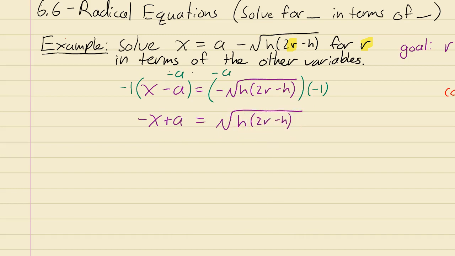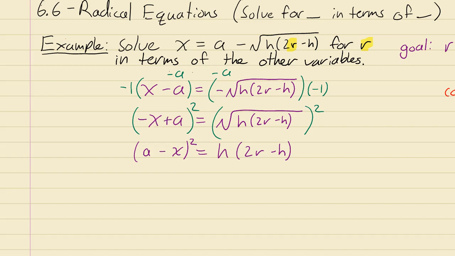And then we're going to square both sides, because that will cancel out the square root on the right side, and that gives you just h times 2r minus h equals this thing here, negative x plus a squared. Why not write that as a minus x? Save writing one symbol, because you don't have to write the plus if you do it that way.